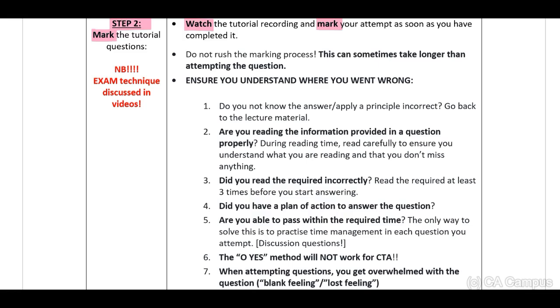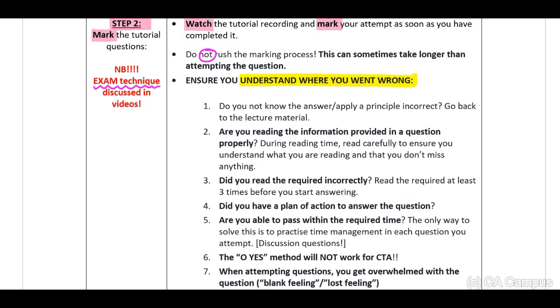We include exam technique discussions to help you pass these questions. Please do not rush the marking process. Remember, this can sometimes take longer than actually attempting the question. Now the difficult section after you've marked your attempt. You need to ensure that you understand where you went wrong.